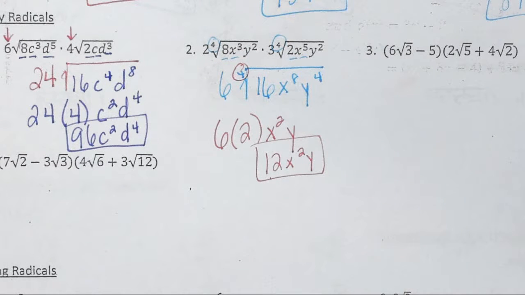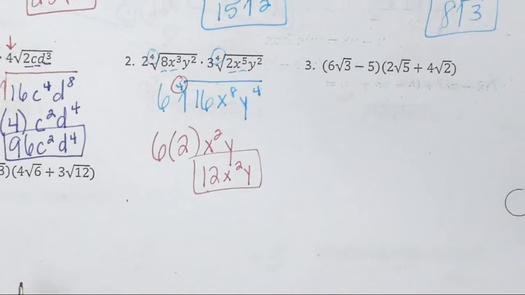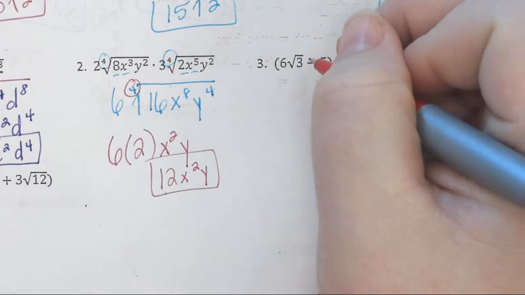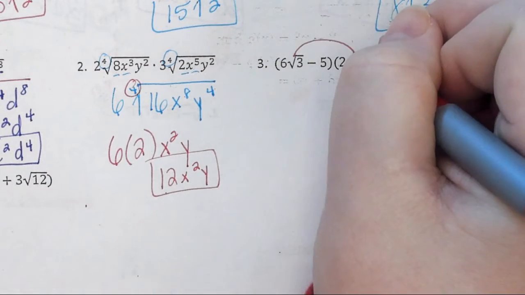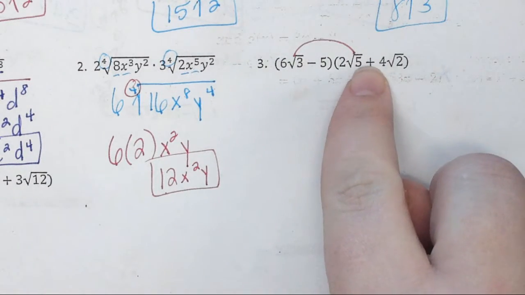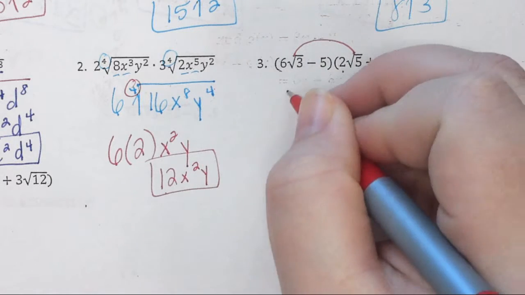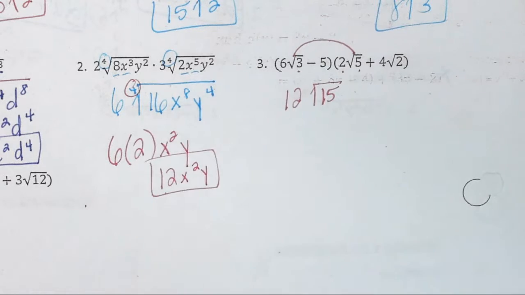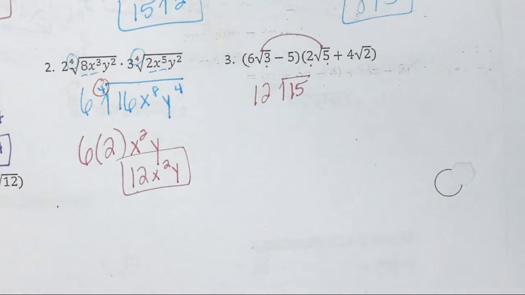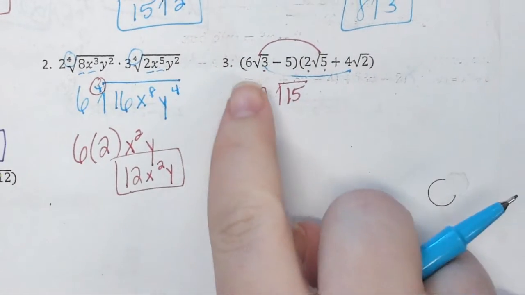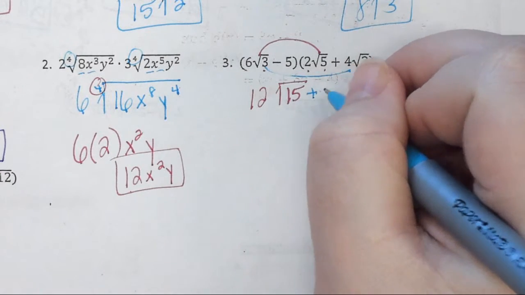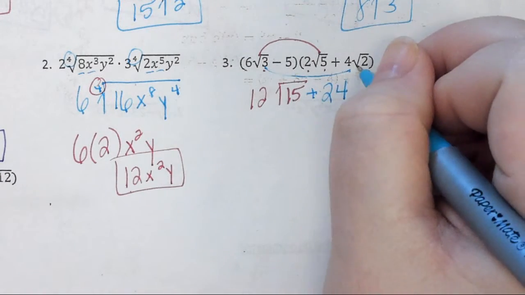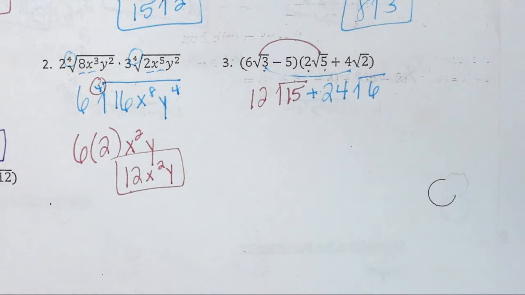Are there any questions on 1 or 2? Now 3 and 4 are not as fun. Again, foiling sometimes is a pain in the rear. So we're multiplying. We've got to multiply 4 times. So first, this times this. I'm going to have 6 times 2, that's 12. 3 times 5, that's square root of 15. That's my first. And then for my outer, 6 times 4, I've got a 24. 3 times 2, I've got a 6.